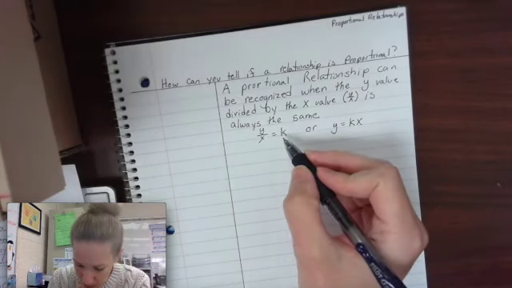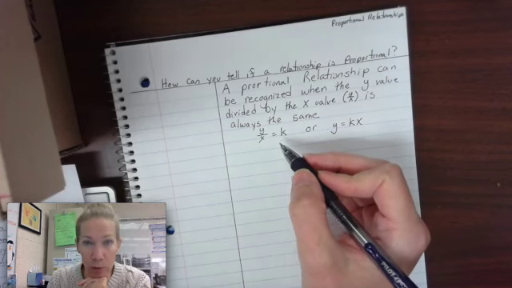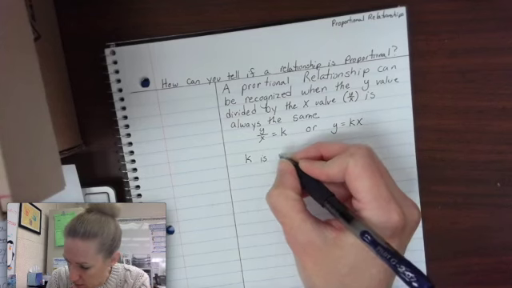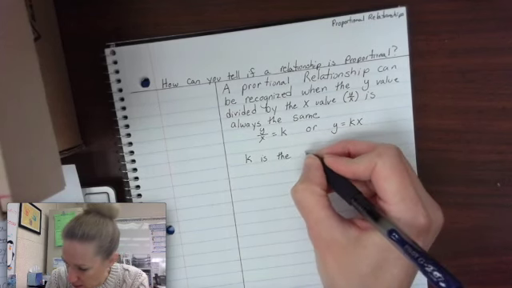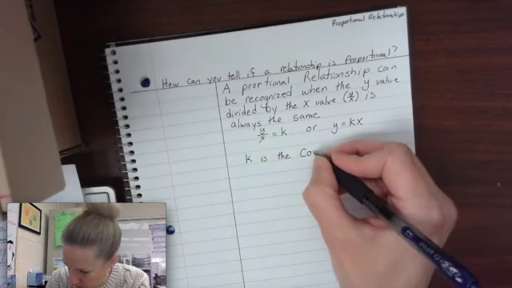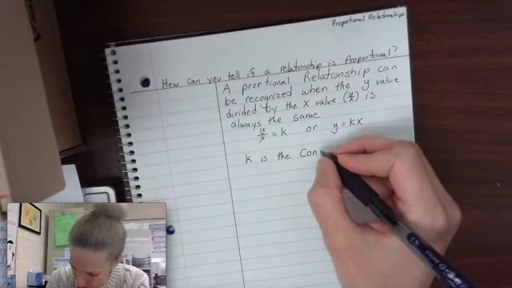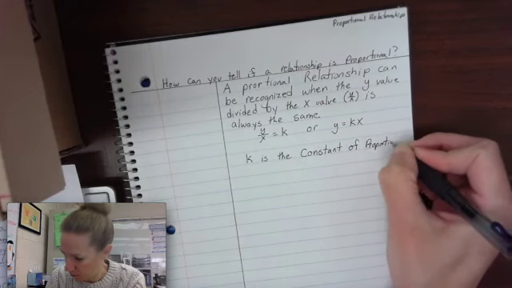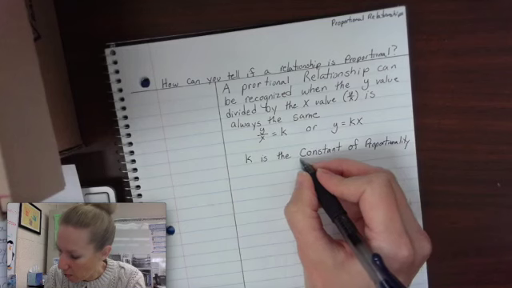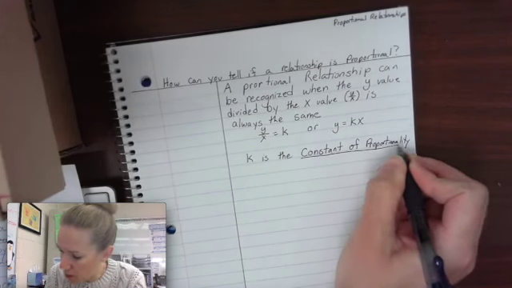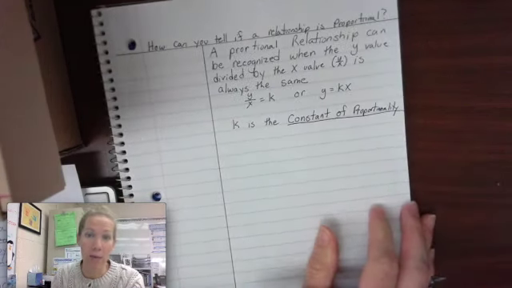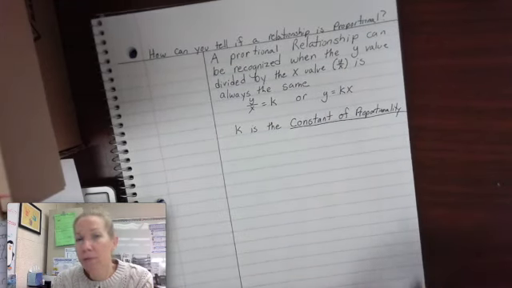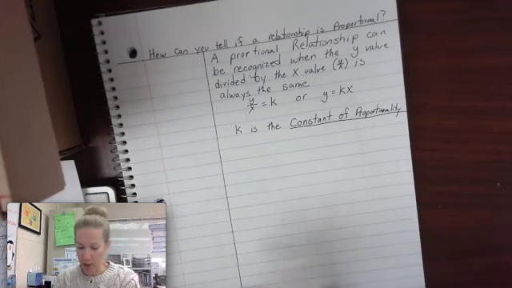Now, this k value is known as the constant of proportionality. K is the constant of proportionality. I'm going to underline constant of proportionality because that is a vocab term you're going to need. So head over here, okay? In order to find out if your data is proportional, you're going to put it in a table.